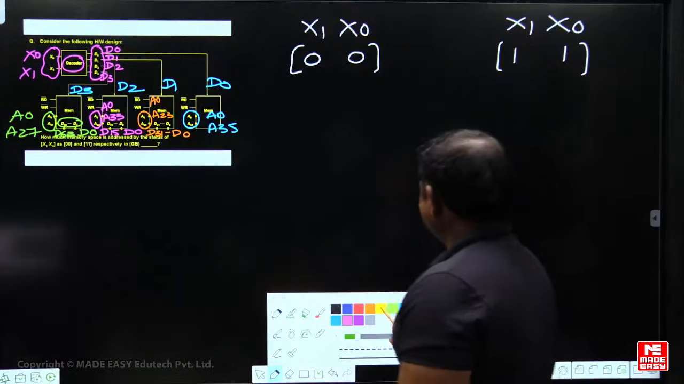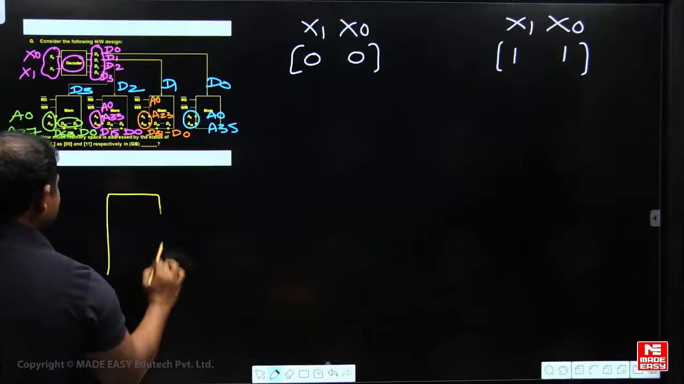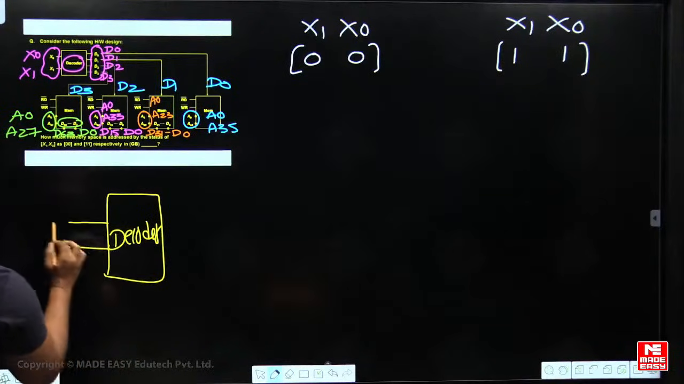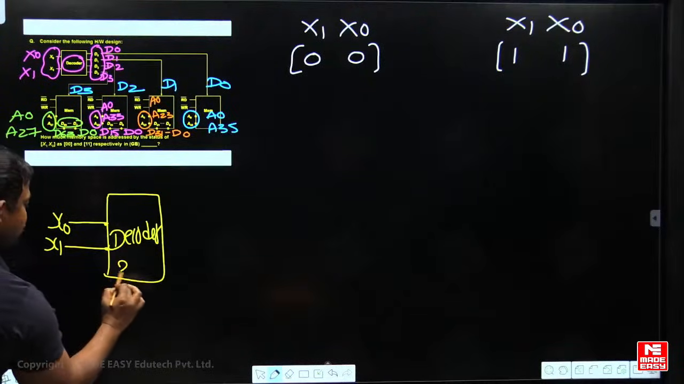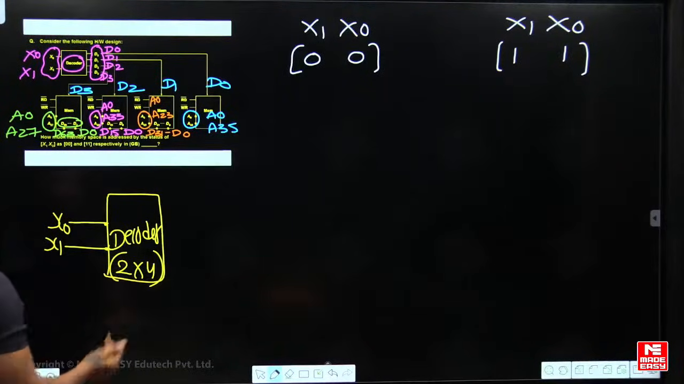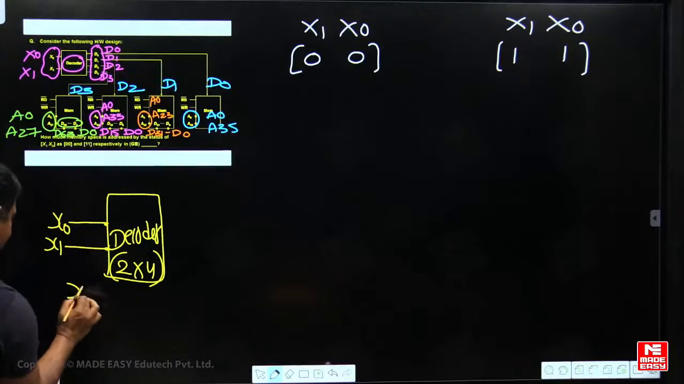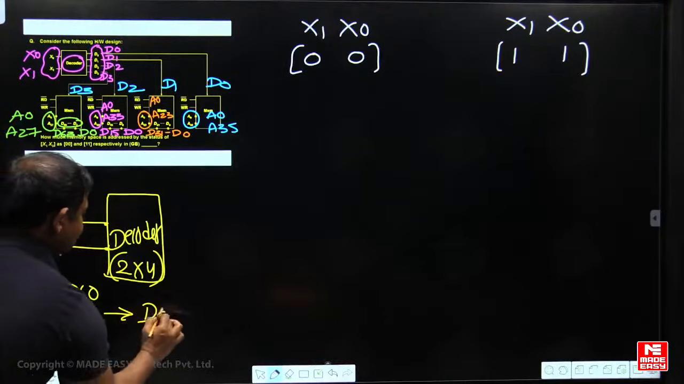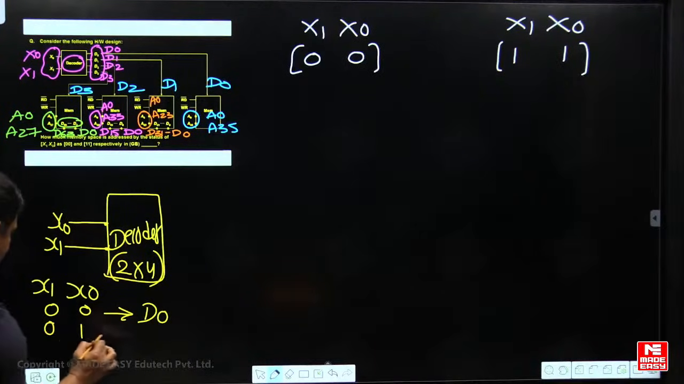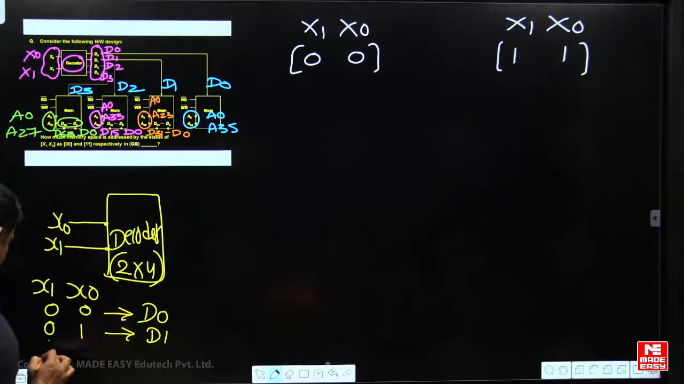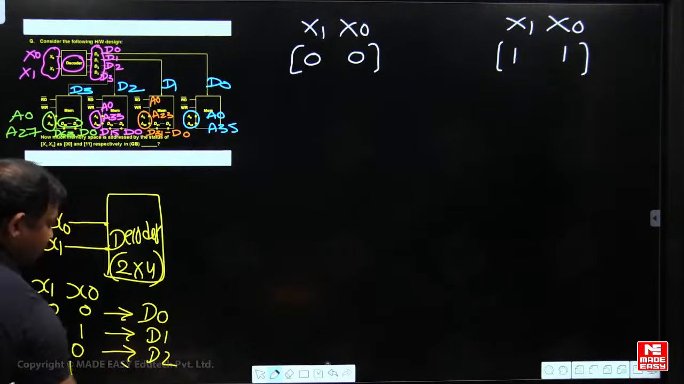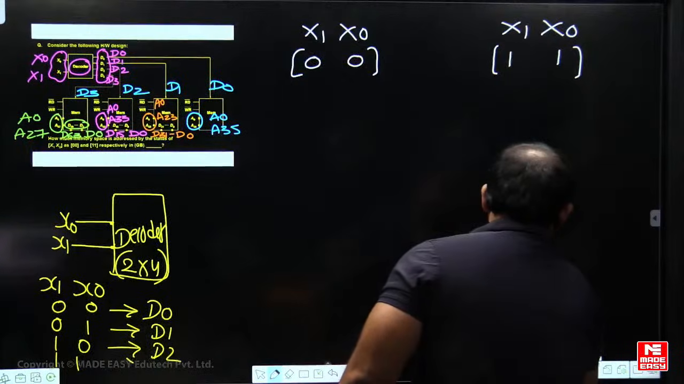What is the answer? You tell me. Decoder circuit, you know, right? When a decoder has two lines, x0 and x1, according to the status, you know that it is a 2 by 4 decoder, 4 signals coming out. When these two are 0, 0, the D0 signal comes out from the decoder. 0, 1, then the D1 signal comes out. 1, 0, the D2 signal comes out. 1, 1, the D3 signal will come out like this.